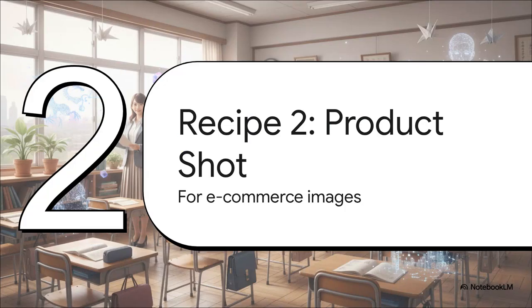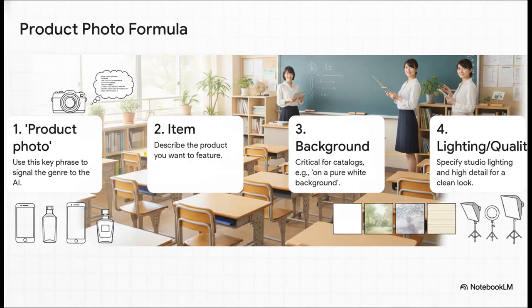Okay, next recipe up. Let's say you're not creating characters. You need crisp, clean images for a website or an e-commerce store. This is your formula for the perfect product shot. You'll notice this formula is even more streamlined. You start by telling the AI the genre, with the words product photo. That immediately gets its head in the right space. Then you describe your item, and this is crucial, the background. On a white background is a classic for a reason. It tells the AI to isolate the subject, just like a real photographer would. Finish with lighting and quality, and you're golden.